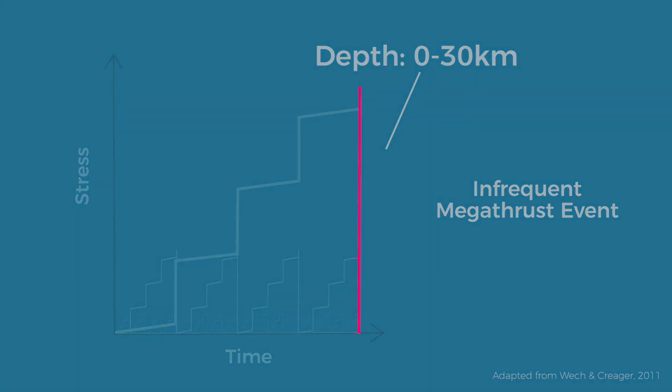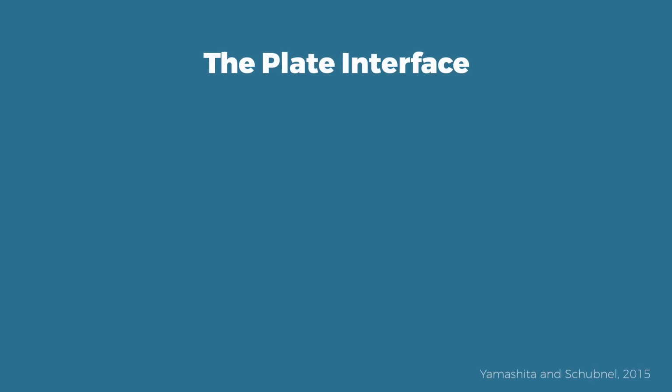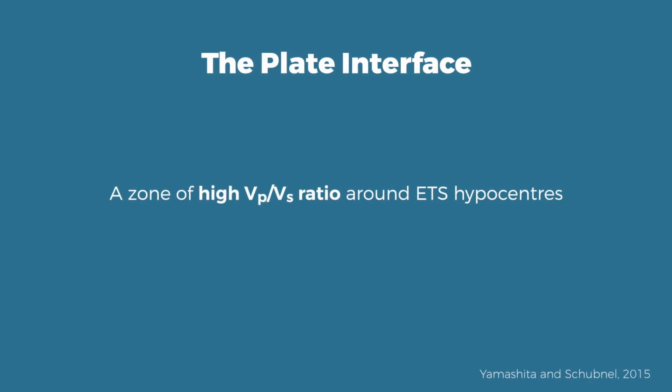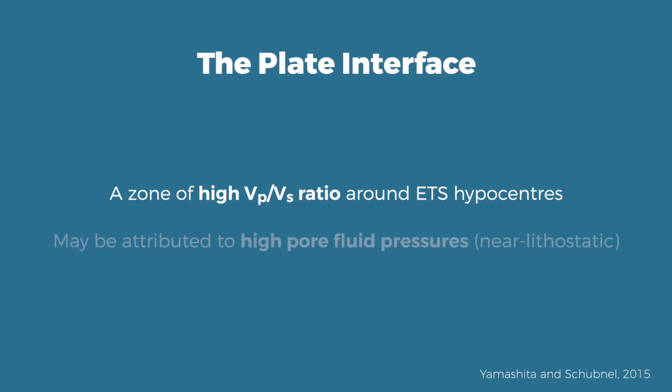Back along the plate interface, an important feature is the high P to S wave velocity ratio, adjacent to ETS hypercenters. This high velocity ratio can be attributed to the presence of near lithostatic pore fluid pressures. The cause of slow slip isn't fully understood, but it is believed that fluids play an important role, and this is where the rest of my talk will focus.